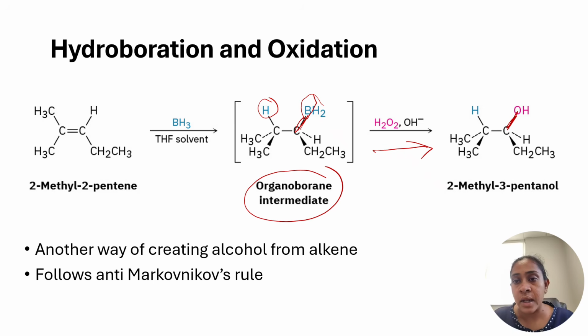The overall result is anti-Markovnikov hydration. The OH group appears on the less substituted carbon of the original double bond. For 2-methyl-2-pentene, the product shown is 2-methyl-3-pentanol.